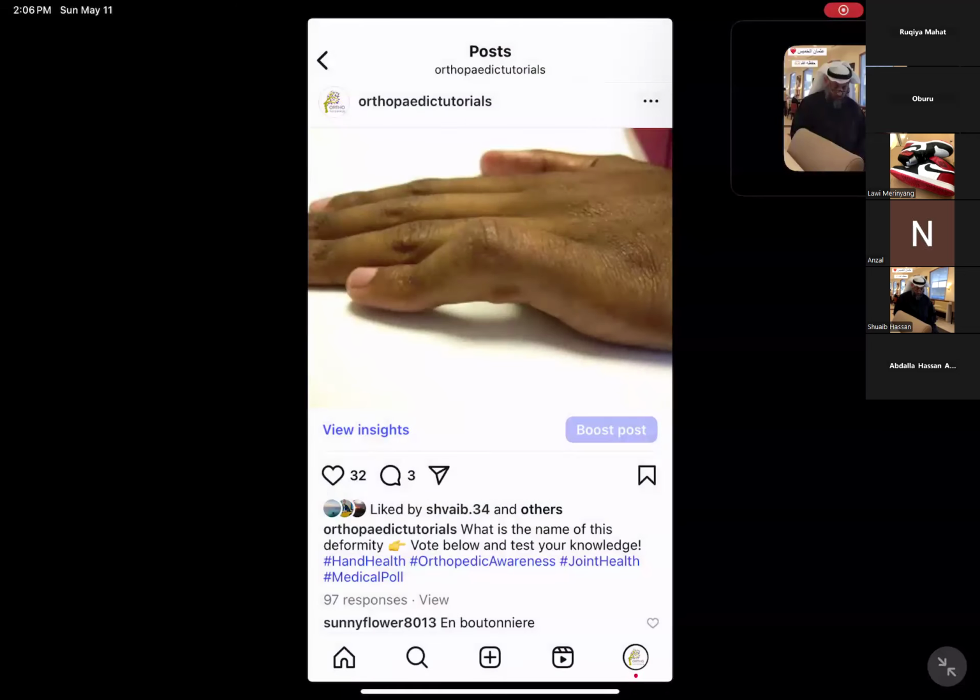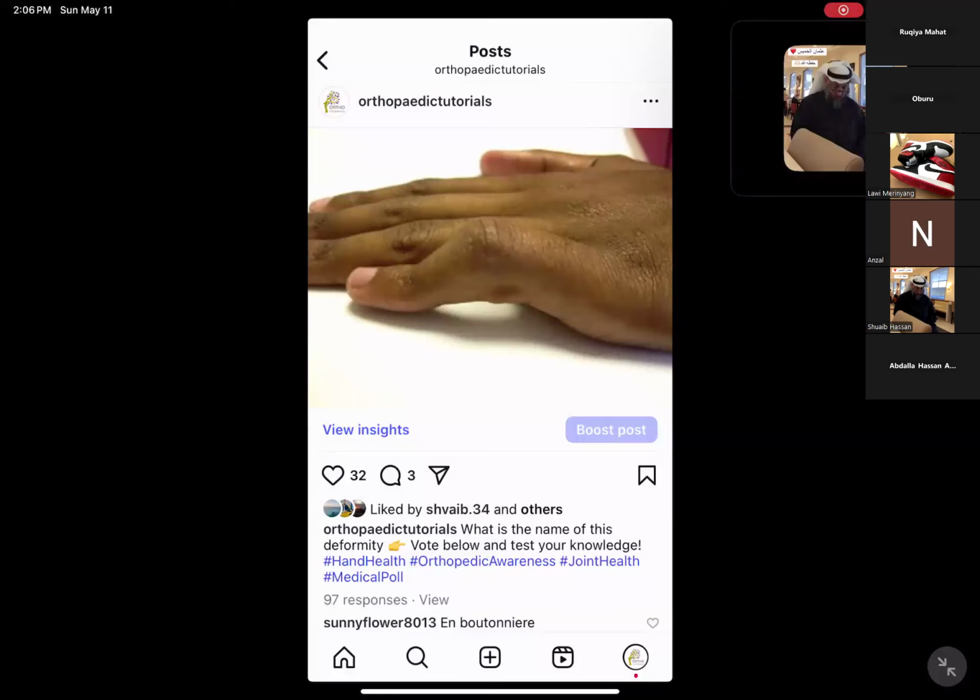So if you look at this, you can clearly see that there is. Are you able to see my screen, Hassan? You are, yeah? Yes, Doc. Yeah, you can clearly see that there is a deformity involving the little finger, which is usually involved in camptodactyly.